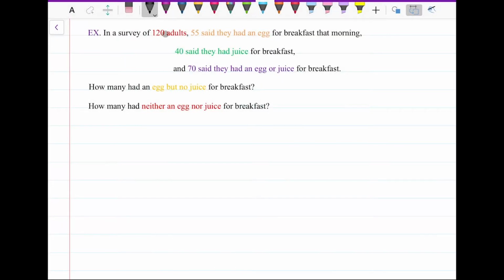We would like to solve this example. In a survey of 120 adults, 55 said they had an egg for breakfast that morning, 40 said they had juice for breakfast, and 70 said they had an egg or juice for breakfast. How many had an egg but no juice for breakfast? How many had neither an egg nor juice for breakfast? Okay, to understand the problem, it's better to graph a Venn diagram. Okay, so this is U, which would be the universal set.